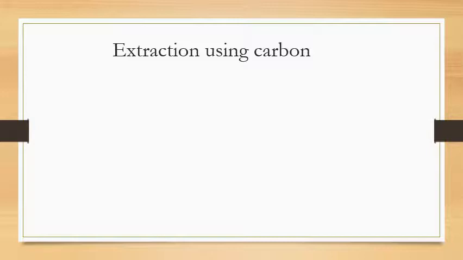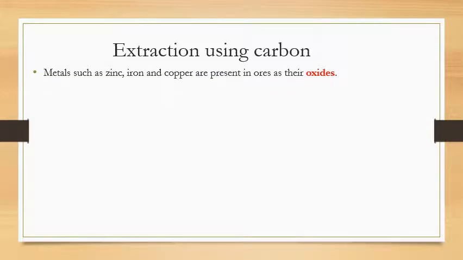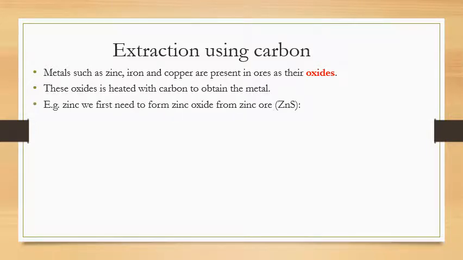The first one is the extraction using carbon. We're going to use the example of iron. But metals such as zinc, iron and copper are present usually as their oxides, okay? Iron oxide, copper oxide and zinc oxide. So what you do is you basically heat the oxides with carbon to essentially obtain the metal which melts out.